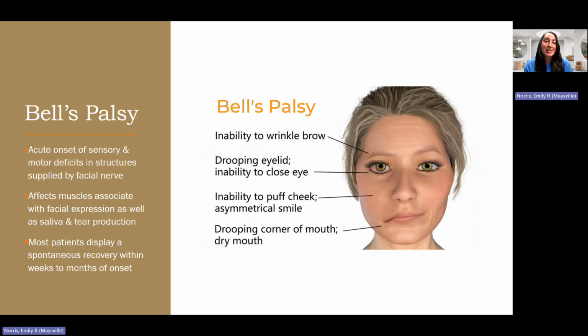She also met her husband while she had Bell's palsy, and at their first kiss, half of her mouth didn't work, which is kind of fun.